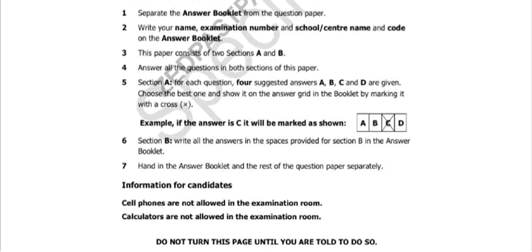For each question you'll be given 4 suggested answers, that means it's multiple choice, and all you have to do is choose the best one and show it on the answer grid in the booklet by marking it with a cross. And for section B, you are asked to write all the answers in the spaces provided, and these are short answers that you have to provide. So let's get to section A.